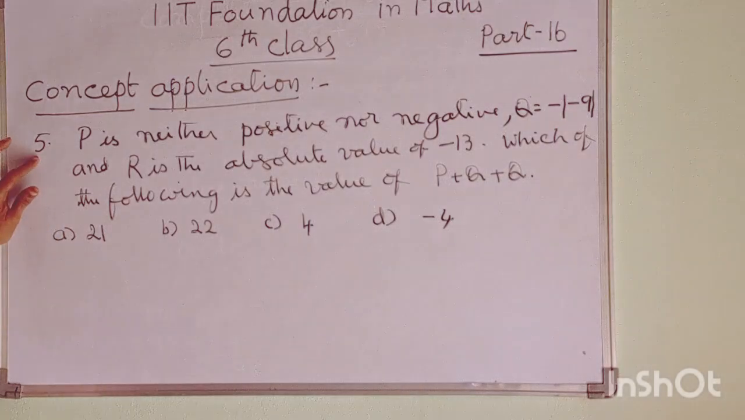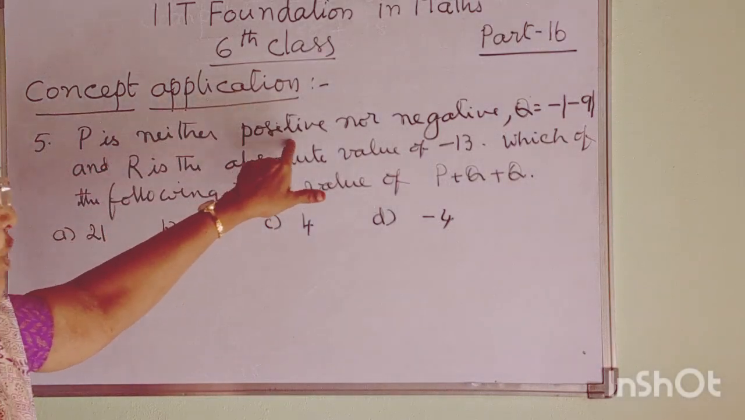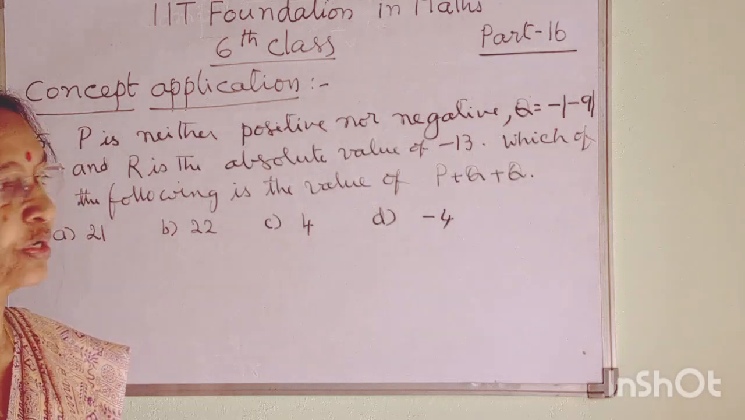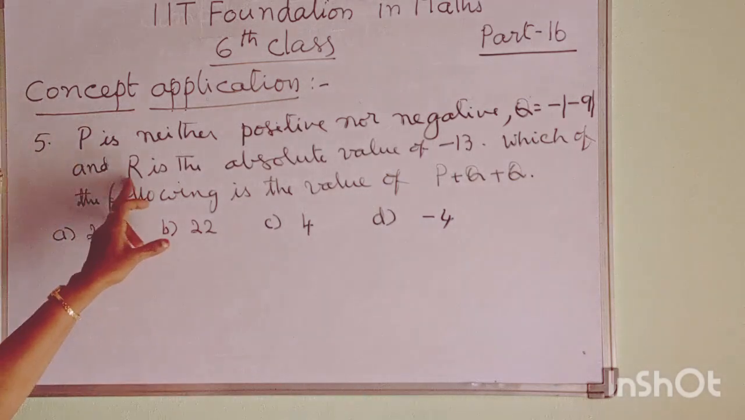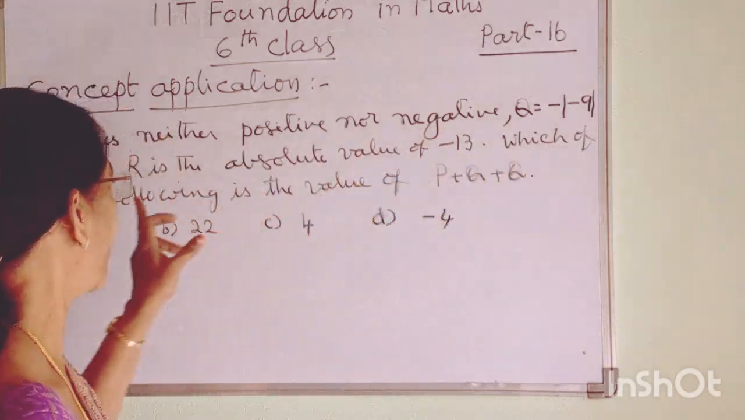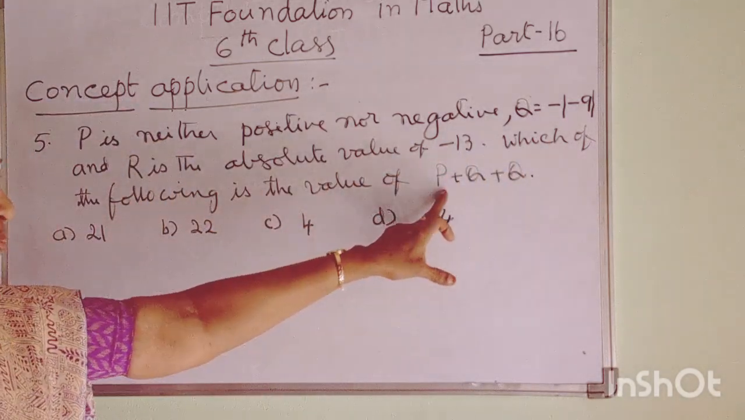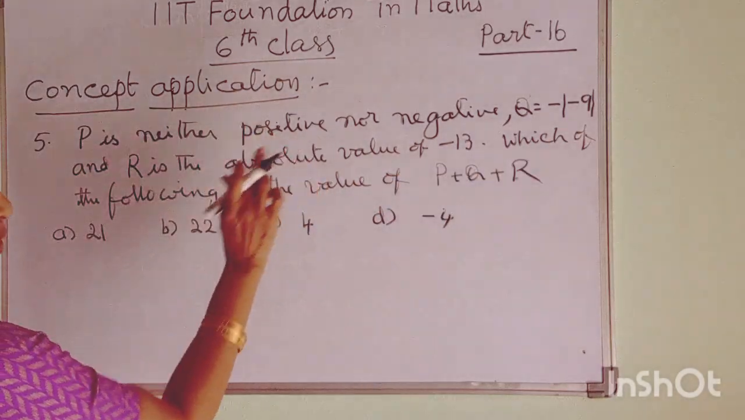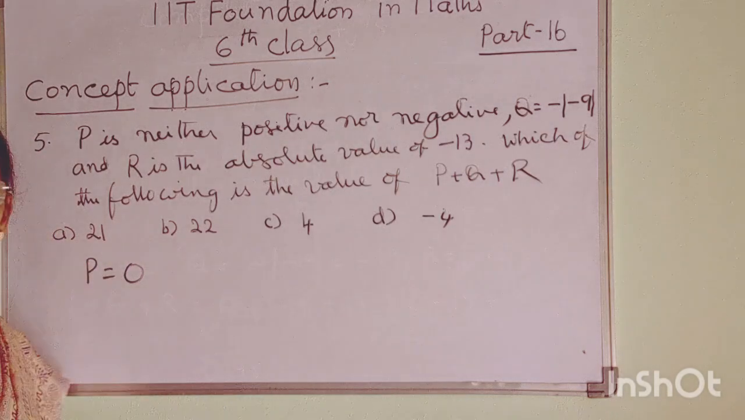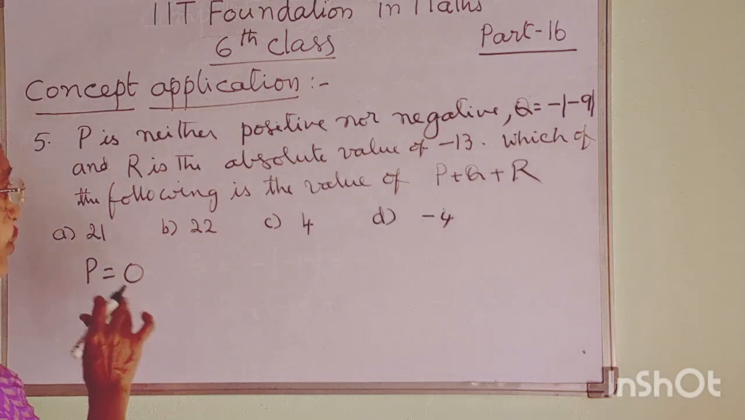So next problem, fifth one. P is neither positive nor negative. Q is equal to minus of modulus of minus 9. And R is the absolute value of minus 13. Which of the following is the value of P plus Q plus R? P is neither positive nor negative. So P is equal to 0. The digit which is neither positive nor negative is 0.